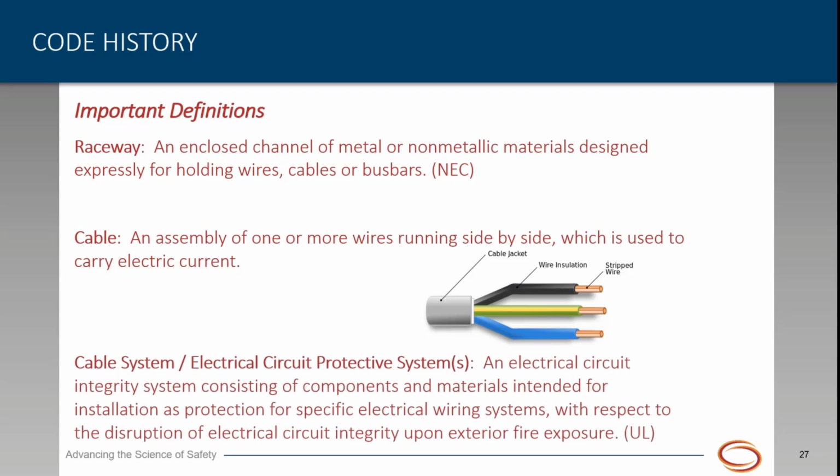And then finally, we talked about the cable system, or electrical circuit protective system. That's the official UL name for a cable system. This includes the cable, the wire, the raceway, the boxes, the connections, everything. And that's the UL definition of an electrical circuit protective system. You'll see how that comes into play with product listings.